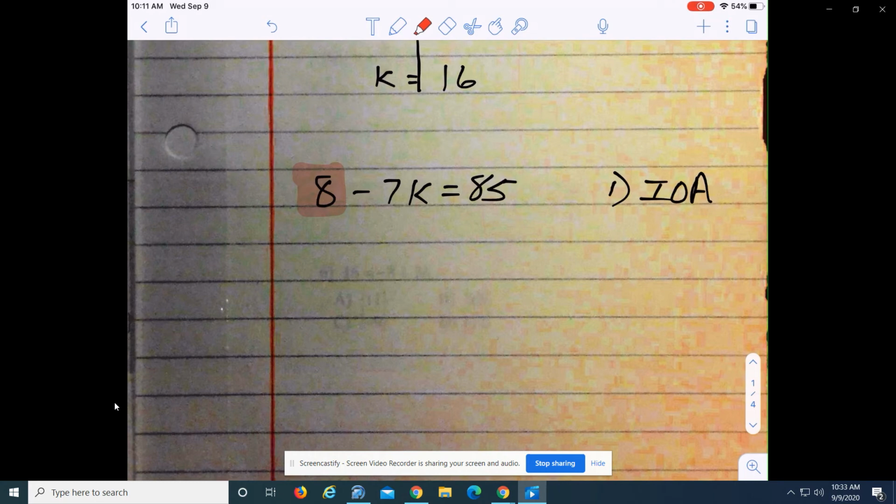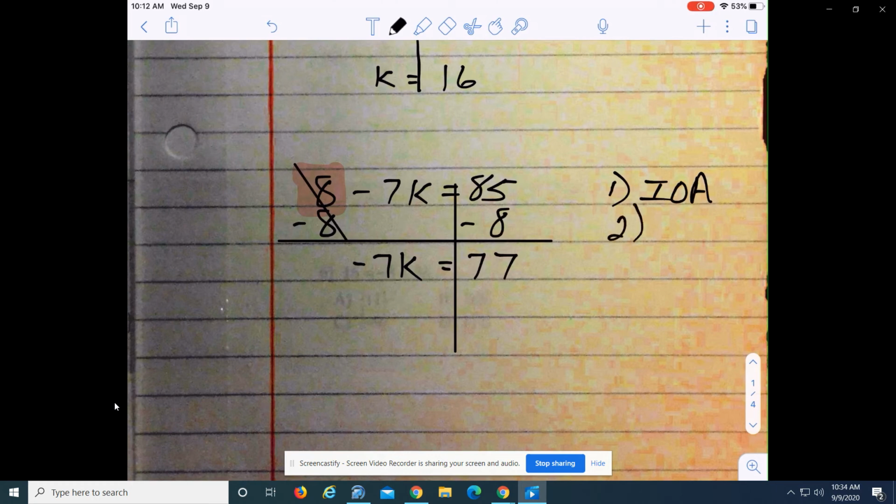I'm looking at just the number, so I'm going to ignore everything else except for what's in red. I want to get rid of that positive 8. To get rid of positive 8, I've got to subtract 8 from both sides of the equal sign. It's kind of a weird concept, but you're dealing with positives and negatives first. Now, what happens is the 8's cancel, negative 7k drops down, equal sign. 85 minus 8 is 77.